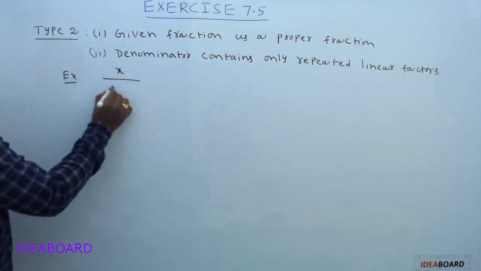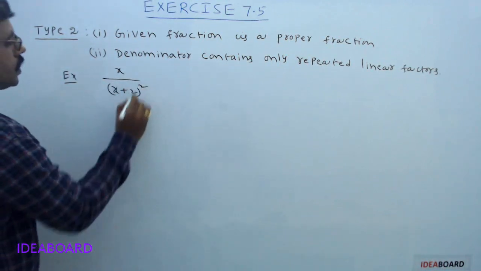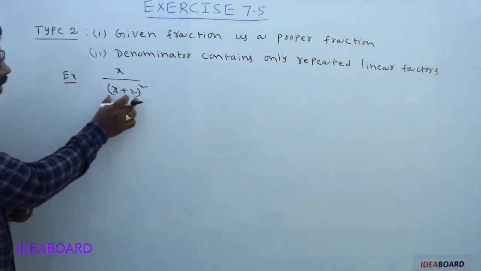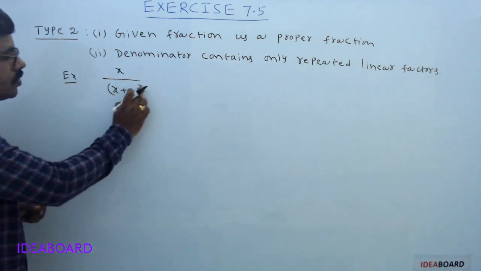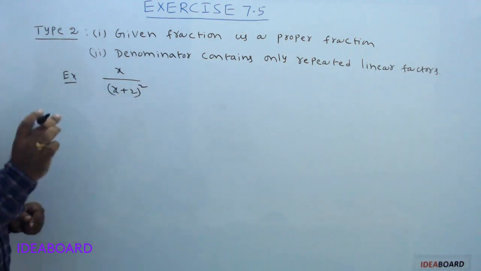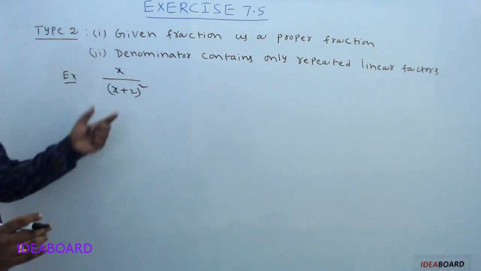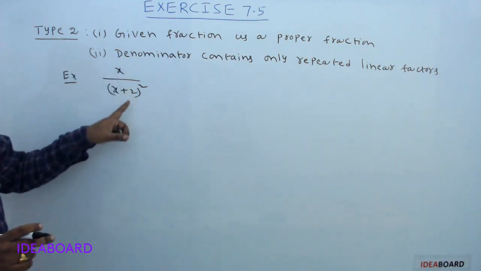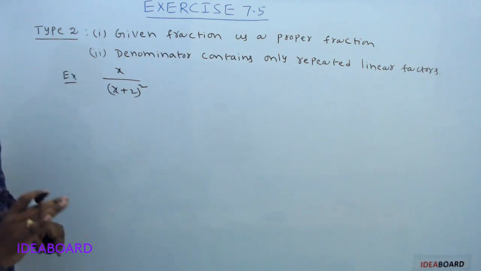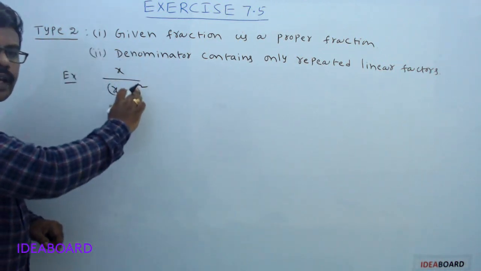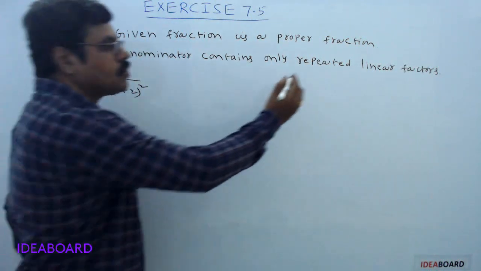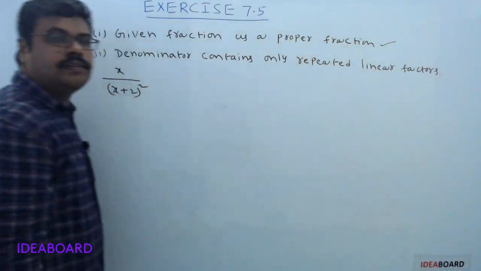Suppose x divided by (x plus 2) whole square. What is the degree of the numerator? 1. What is the degree of the denominator? Here, if you expand this denominator by using the (a plus b) whole square formula, you get a second degree polynomial. So, the degree of this denominator will be 2. Degree of numerator 1, degree of denominator 2. So, clearly, the degree of the numerator is less than the degree of the denominator. So, it is a proper fraction. So, condition number 1 is satisfied.